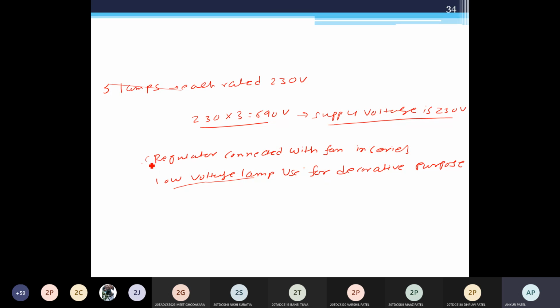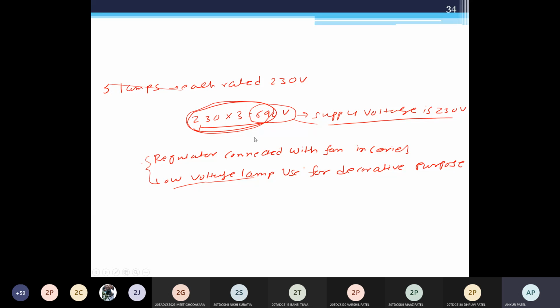So these are the practical applications of series connection, while it is not used for domestic or power wiring connection. Why? Because this is the main drawback. It is connected in series, so voltages add up: V is equal to V1 plus V2 plus V3. So the rated voltage becomes greater than the supply voltage. This is the drawback of series connection.